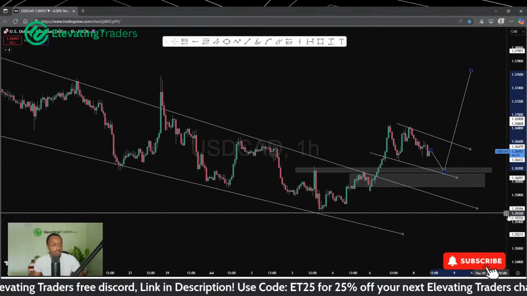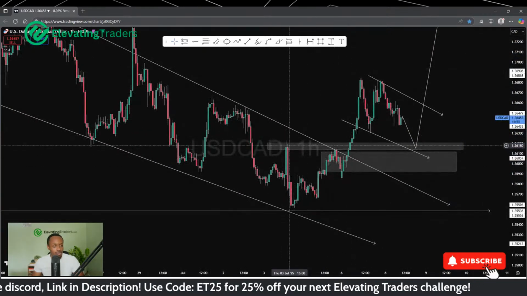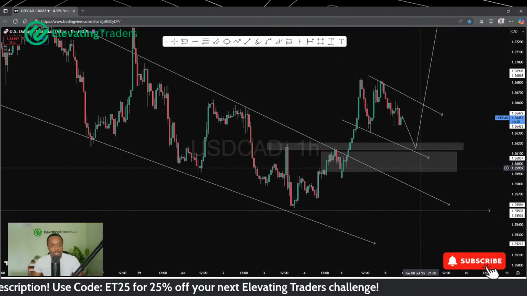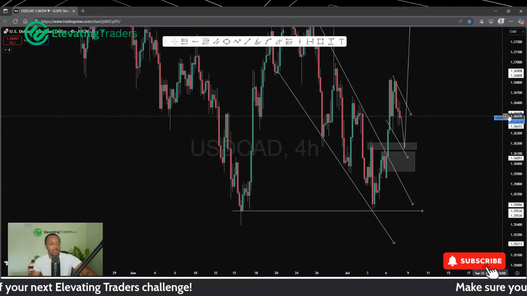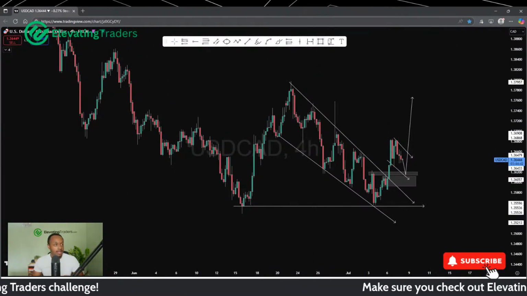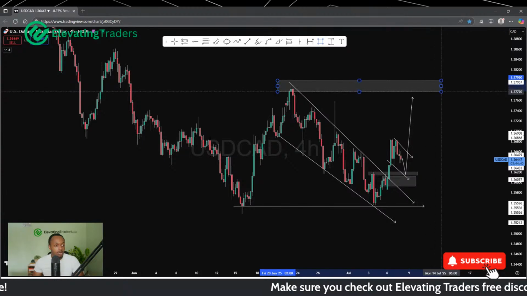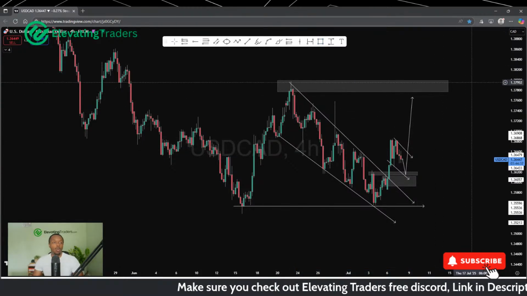Perhaps we could see some longs from there. If I drop to the hourly time frame, you can see it in a bit more detail. Nice bit of structure just below us, around 1.362. And perhaps there we could be looking for some entries to take dollar CAD higher. And targets I'm looking for would be a push into this resistance at 1.37.